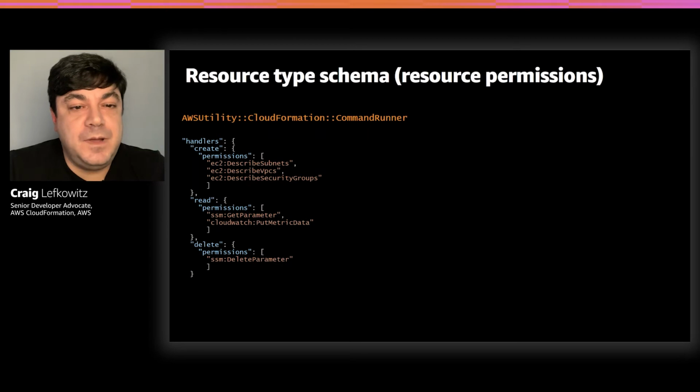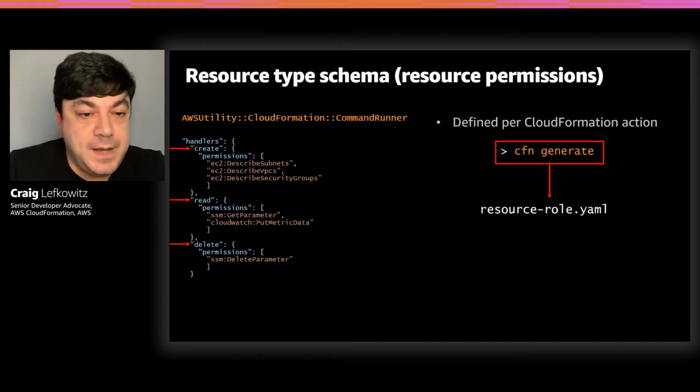So let's take a deeper look at those permissions in the resource type schema. In each CloudFormation action that your resource type handles, you should specify the IAM permissions that it needs to perform that action. This provides users of your resource type the ability to definitively know the exact permissions your resource type requires.